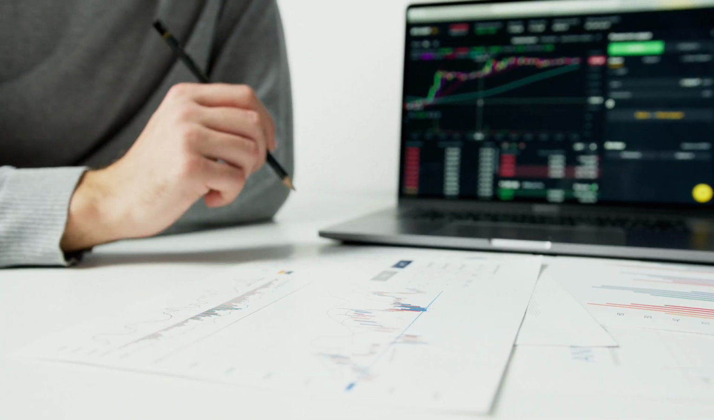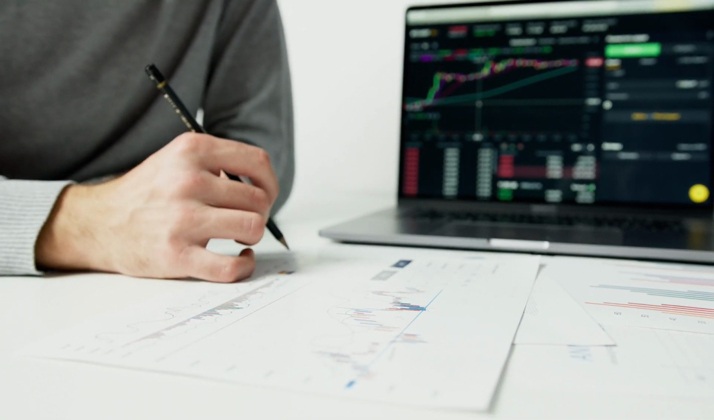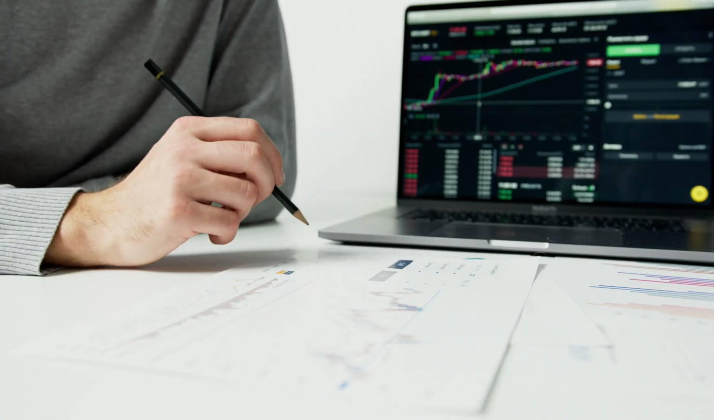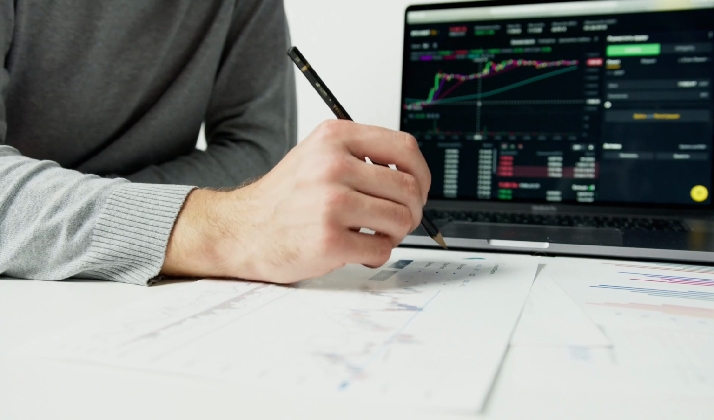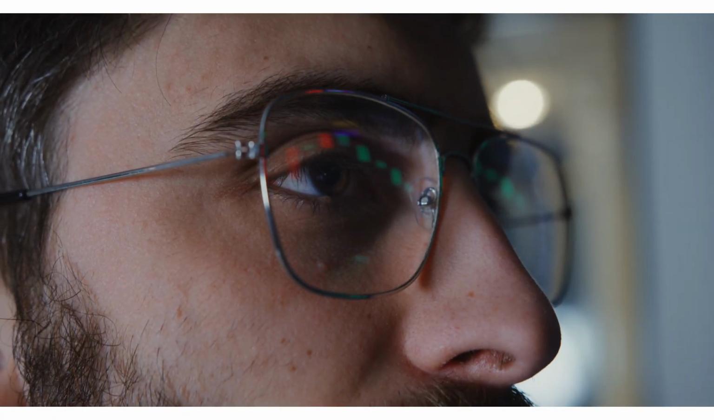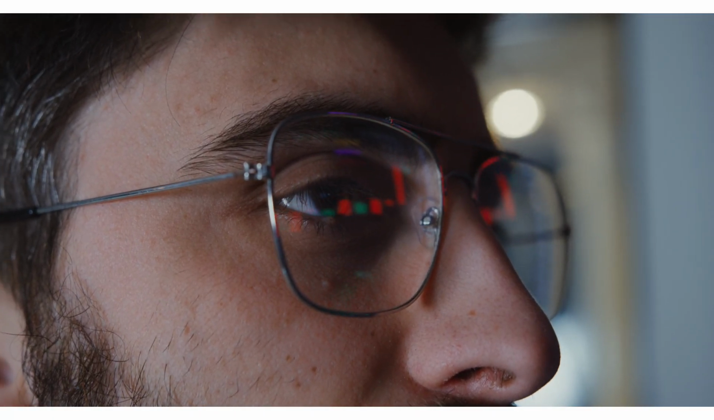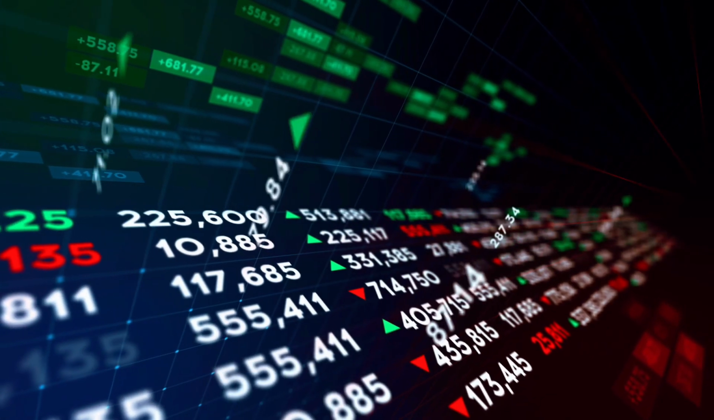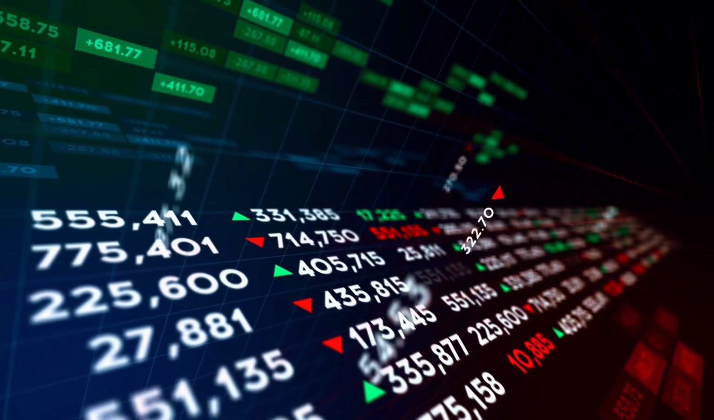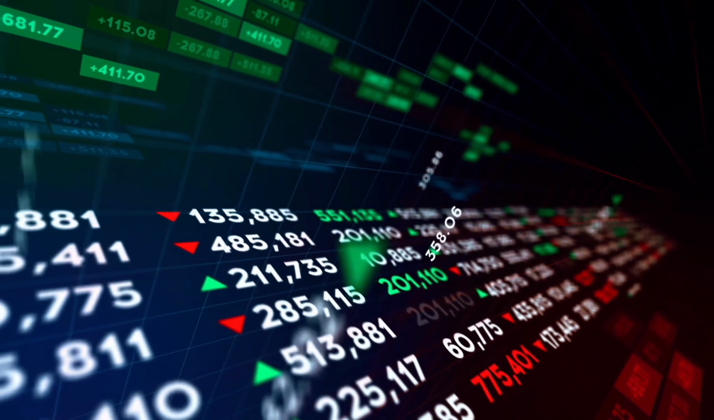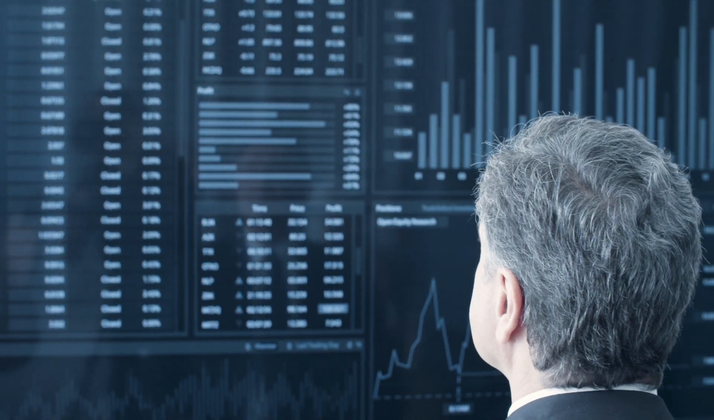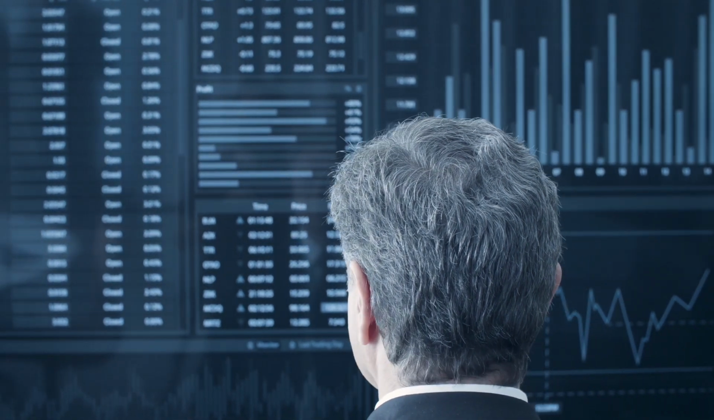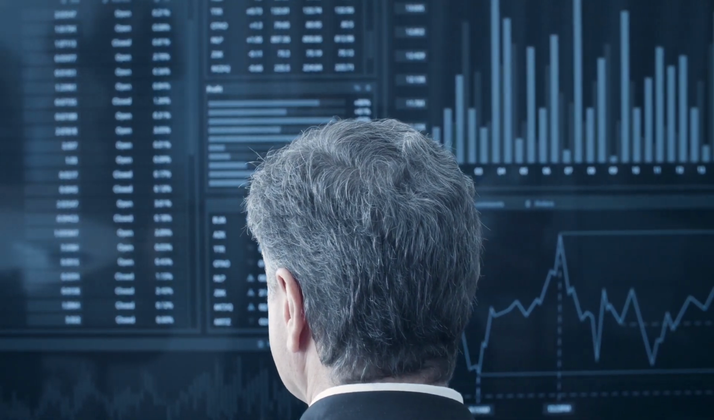Order blocks can literally show you where smart money is getting in. But the real edge comes from patience and confirmation. Not every order block is tradable. You must filter only the best setups and wait for confirmation before pulling the trigger. In trading, it's not about trading more. It's about trading better. That's the real secret to success.